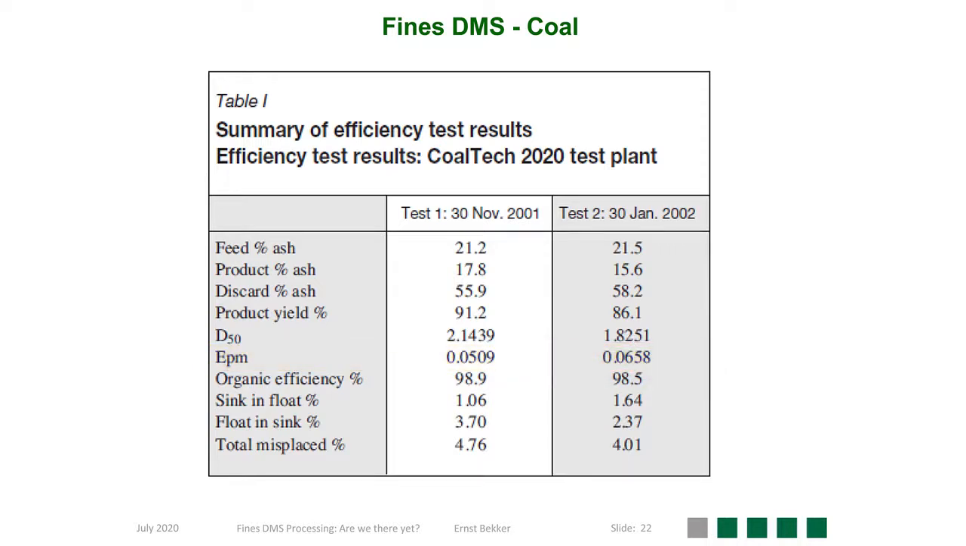What's more significant is the organic efficiencies, ranging from 98.9 to 98.5, which is exceptional for fine coal DMS processes.